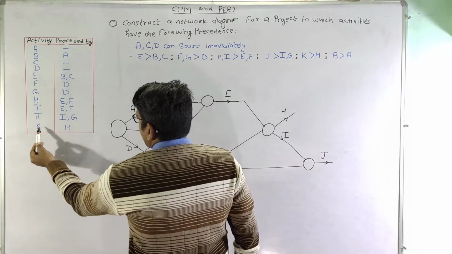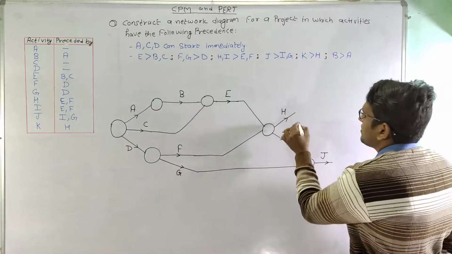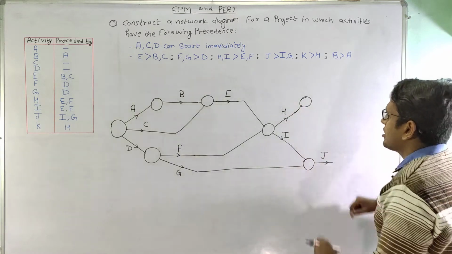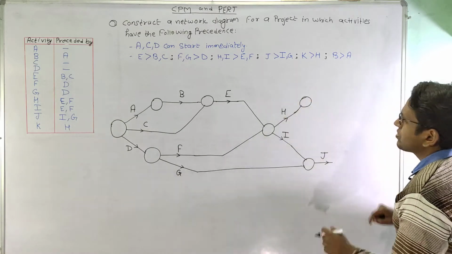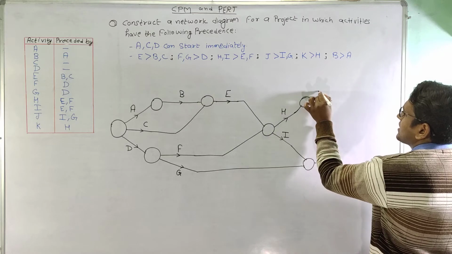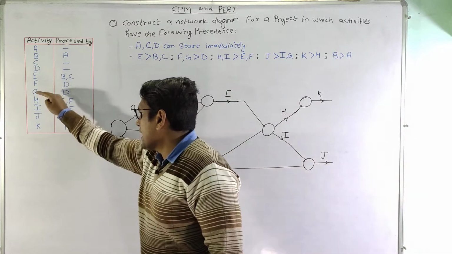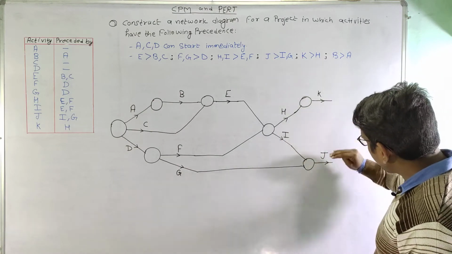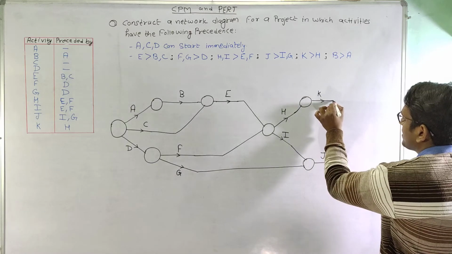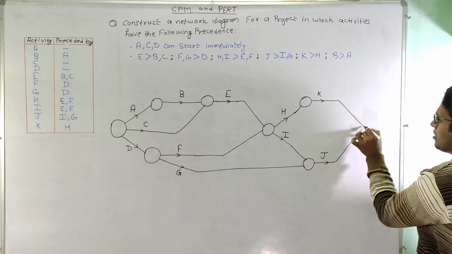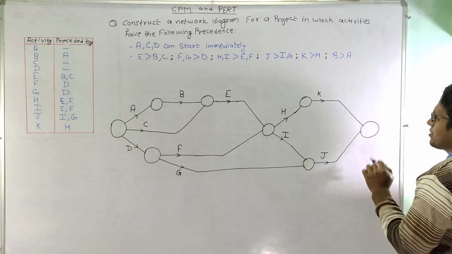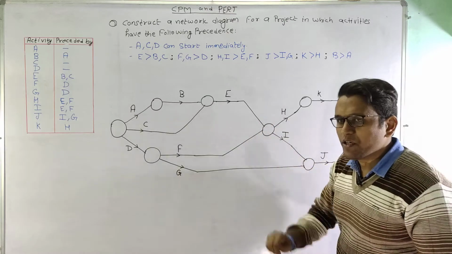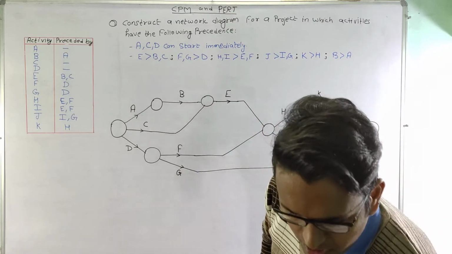Now activity K is preceded by activity H. So we can end activity H here, and at this particular node activity H is completed. So we can start activity K from here. So this is activity K. Now all the activities are completed. So let us see which activities are open. So activity K and activity J are open. So we will converge these two activities to a single node, and this is called the terminal node. So at this node activity K and J are completed. So this is our network, and now we will start numbering these events.